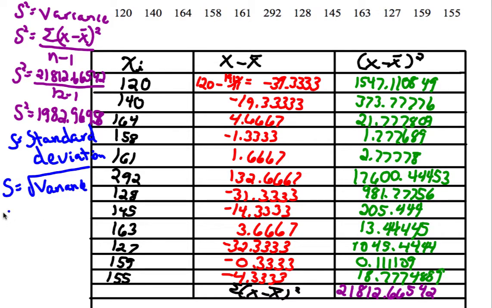So to find my standard deviation in this problem, I take the square root of 1,982.969 and I use my calculator. I get my standard deviation is 44.53.